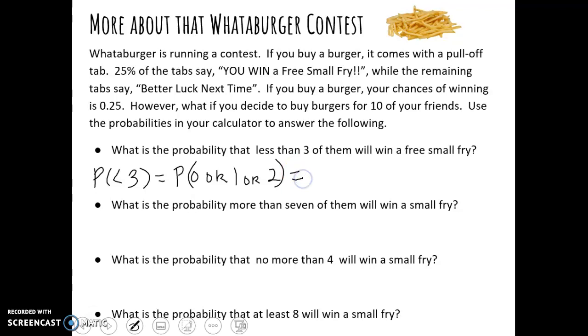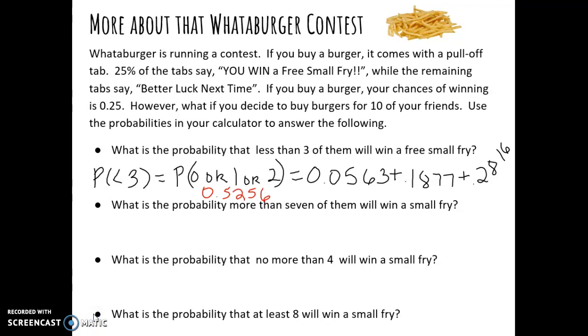So if you look at your calculator, I had to close mine out so I could write on the screen. The probability of 0 is 0.0563. I'm going to add that to the probability of 1, which is 0.1877, and the probability of 2 is 0.2816, and we get 0.5256.